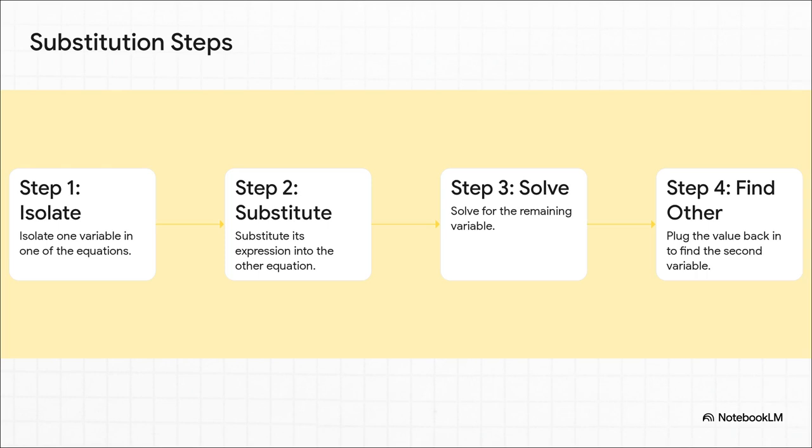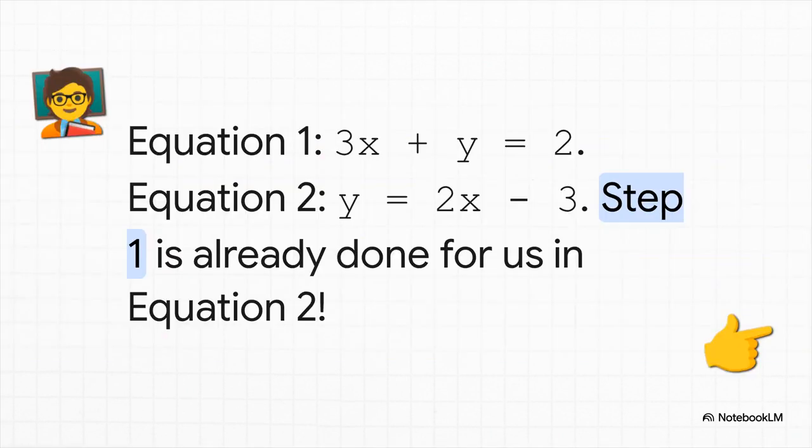First, you get one variable all by itself. Then, you take what it's equal to and swap it into the other equation. That lets you solve for the first variable, and once you have that piece of the puzzle, finding the second is super easy. Let's actually see how it works. So here are our two clues. Now check this out. Equation 2 has already done step 1 for us. It's literally telling us that y is the same thing as 2x minus 3. That's the piece of info we're about to swap in.